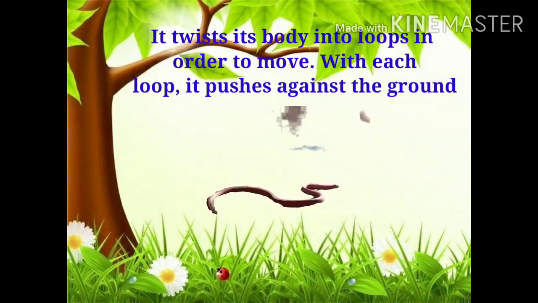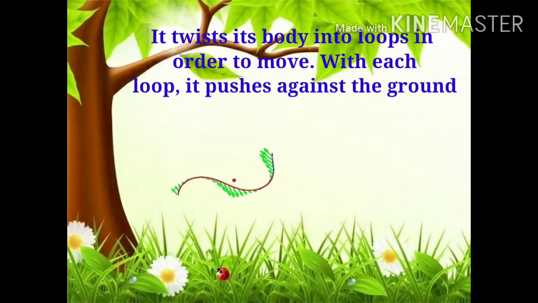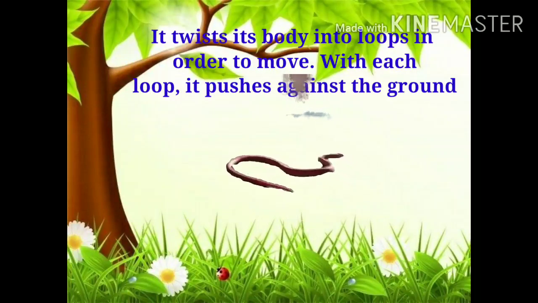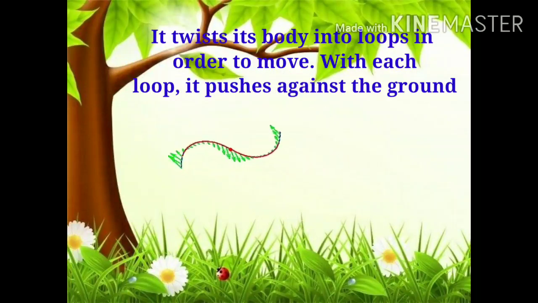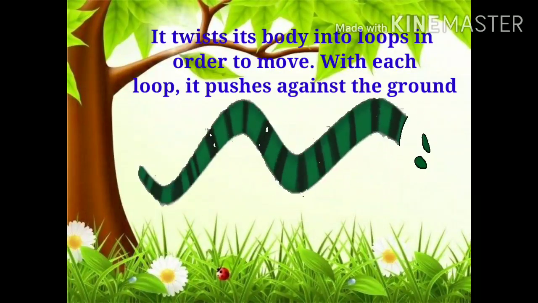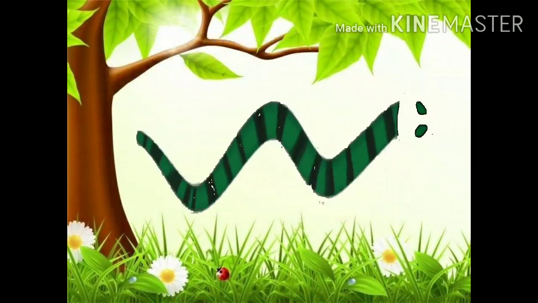It twists its body into loops in order to move. With each loop, it pushes against the ground. This is how the snake moves, by making loops. The loops give its body a forward push and the snake moves easily.